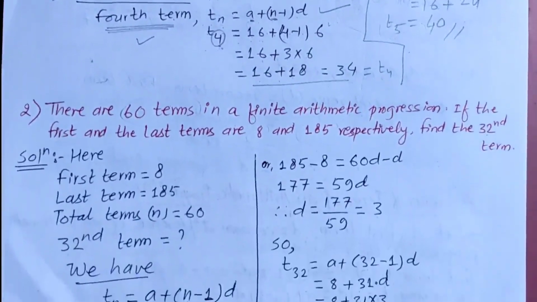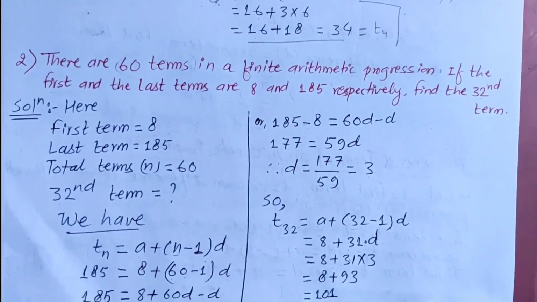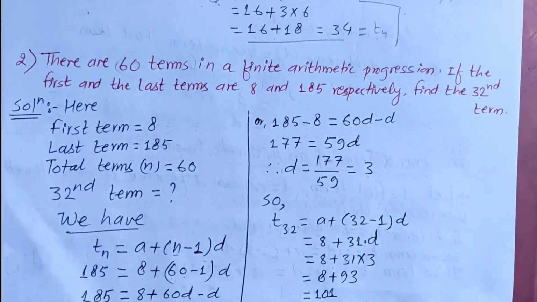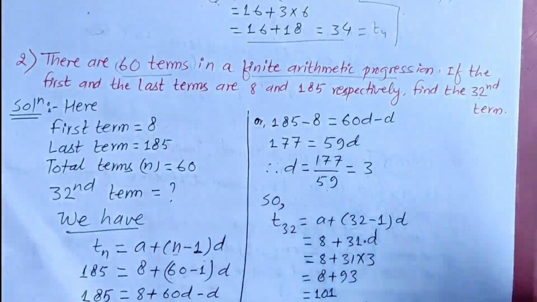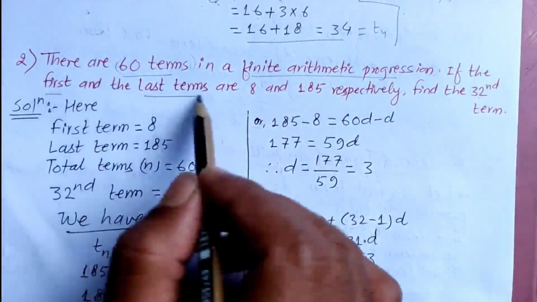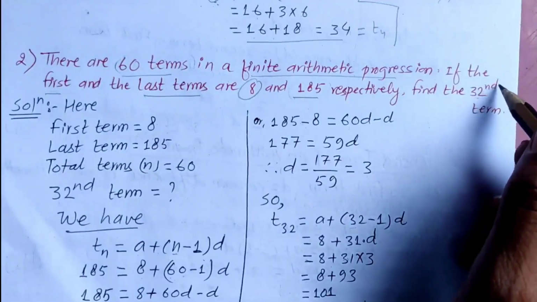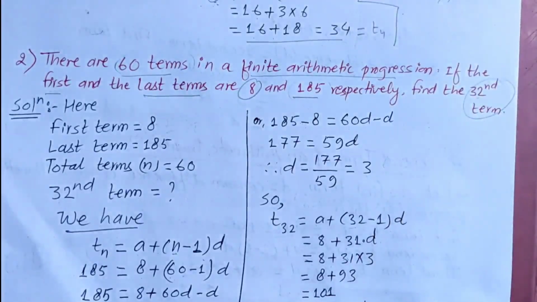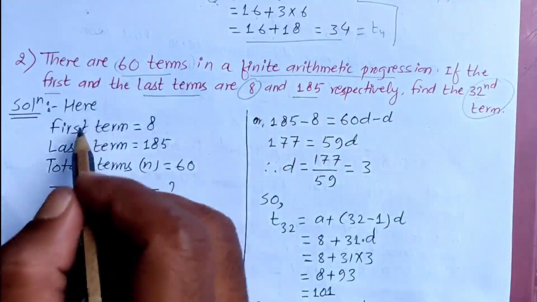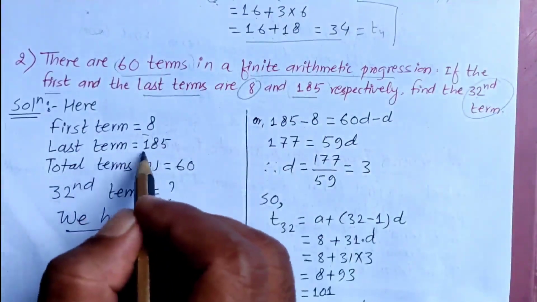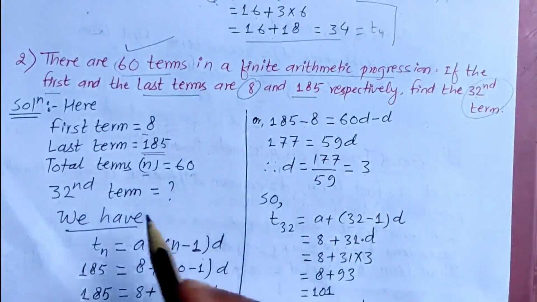Dear students, now we are going to solve the next question, which is a long question, and it's very important. So you should watch carefully. There are 60 terms in a finite arithmetic progression. If the first and the last terms are 8 and 185 respectively, then we have to find the term number 32, the 32nd term, let us say. The solution is given like this. According to the question, the first term is 8 and the last term is 185, and total terms are 60. So I have written n is equal to 60.